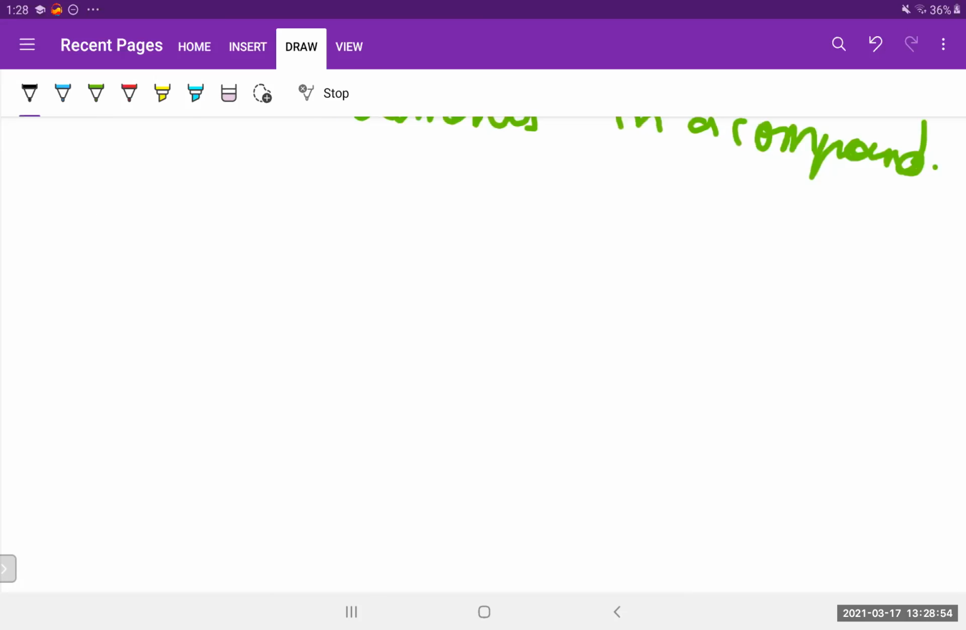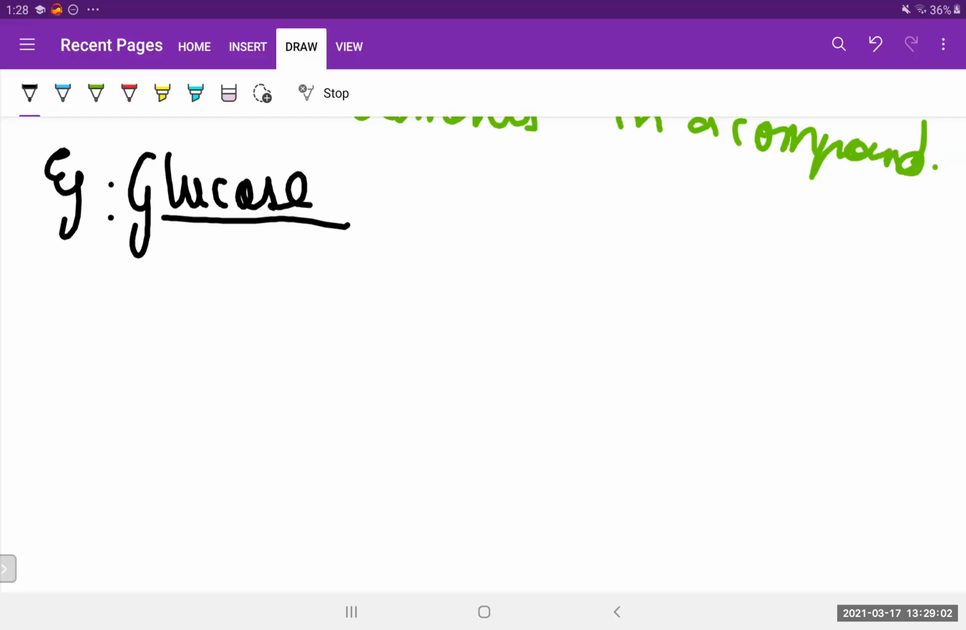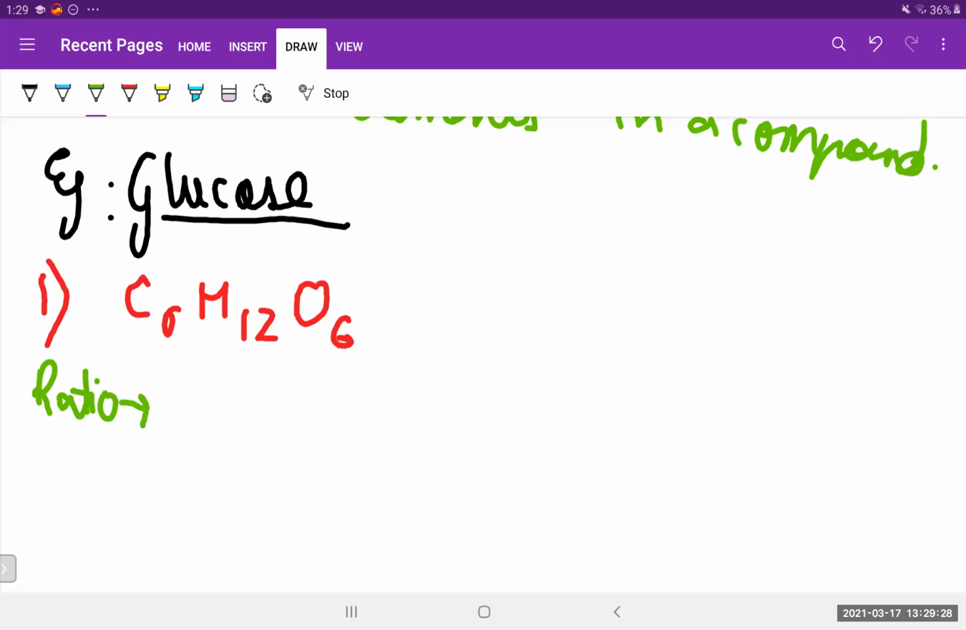Now let's take an example of glucose. Very important. Everybody must be knowing the formula. Who will tell me the formula? Please tell me fast. C6H12O6. Very good. Now, first of all, in order to calculate the empirical formula, we'll first take down the ratios. So I'll tell you the ratios.